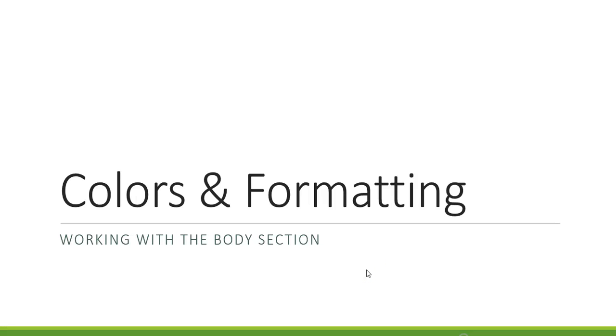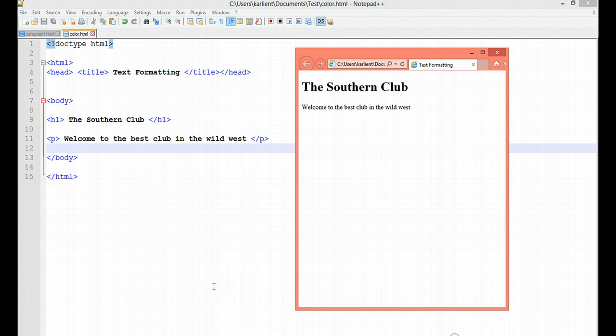Colors and formatting, working with the body section. Now we have explored the body section in some depth, working with header tags, working with the paragraph tag, editing the paragraph a bit by adding bolds and horizontal rules, just the basic editing techniques.